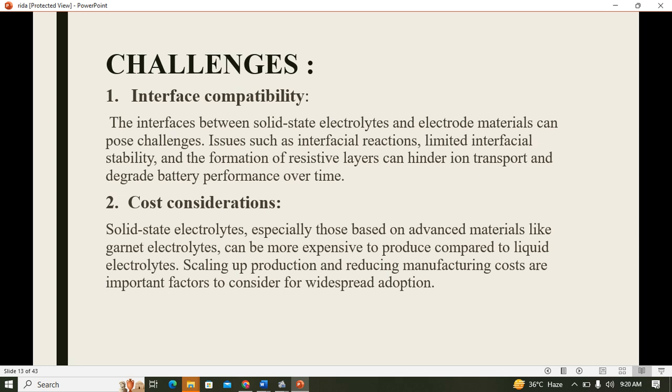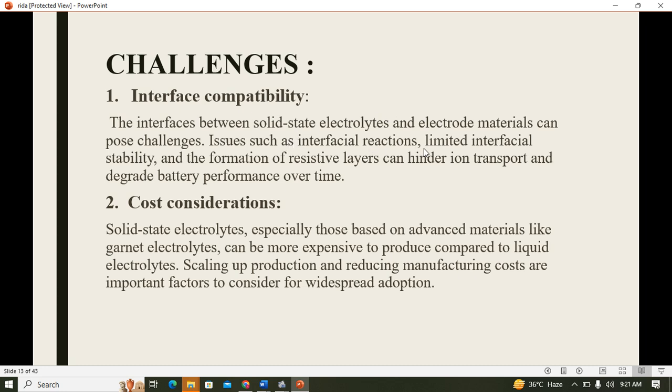What is interface compatibility? This is the most important and the biggest challenge in solid state batteries. The interface between solid state electrolytes and electrode material can pose challenges. Issues such as interfacial reactions.